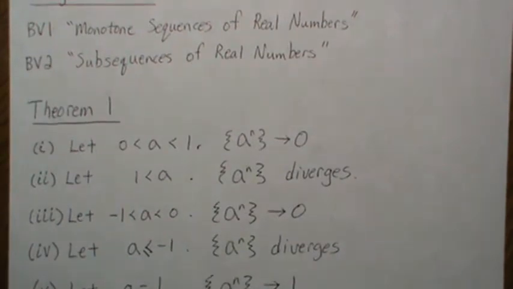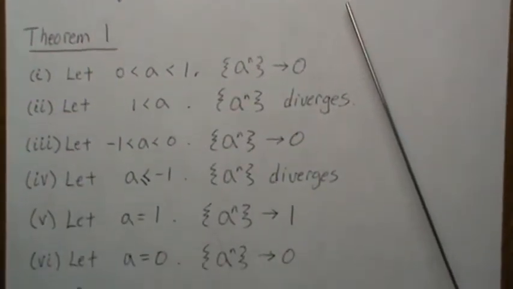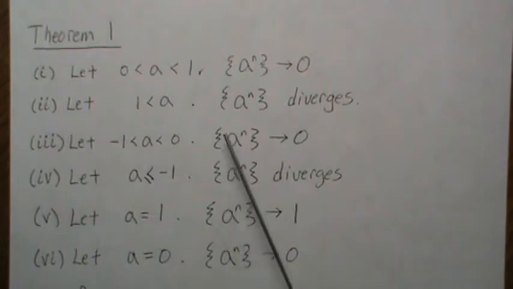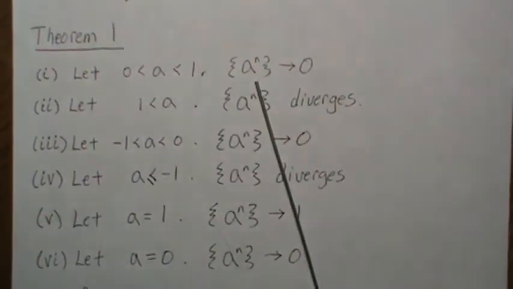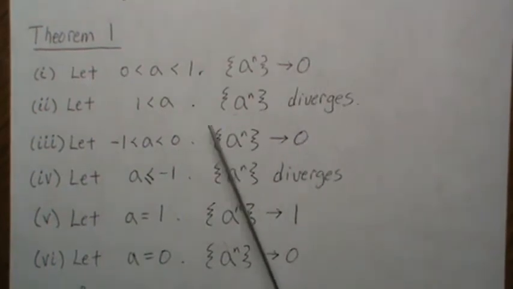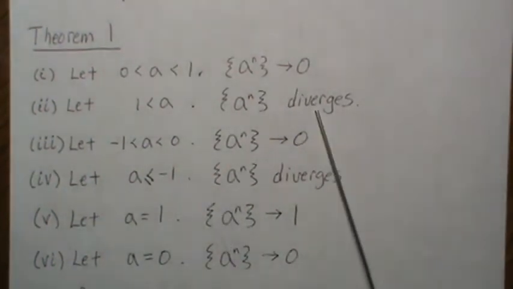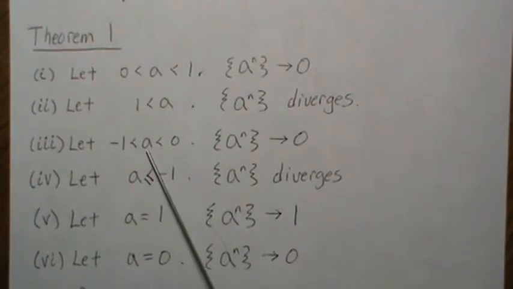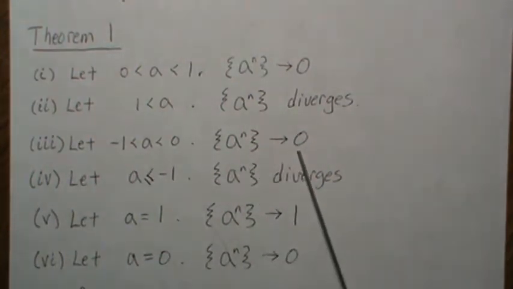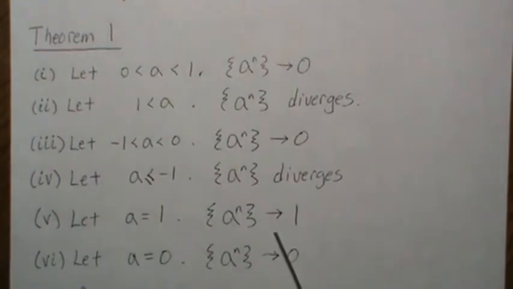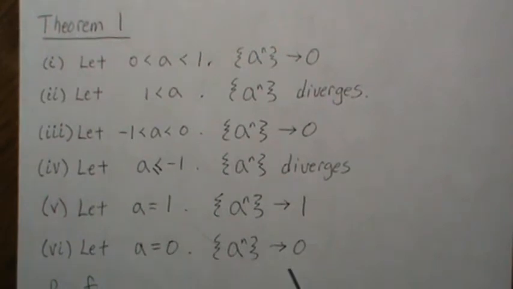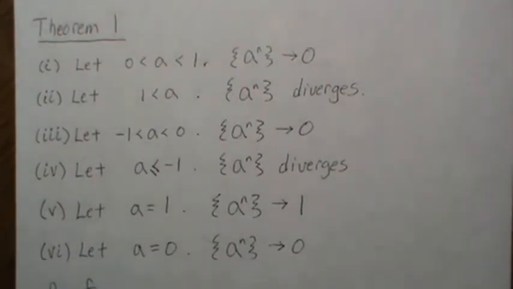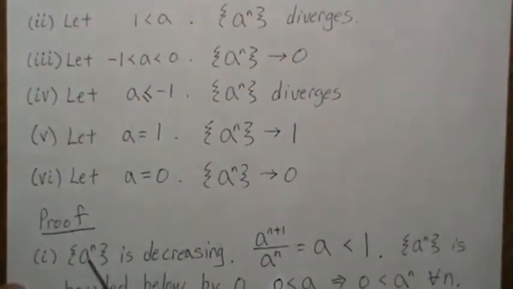The theorem we want to prove here is this: if we have a number A between 0 and 1, and we look at this sequence A^n, it converges to 0. If A is greater than 1, it diverges, and it diverges if A is less than or equal to -1. If A is 1, it converges to 1 because every number in the sequence is 1, and if A is 0, it converges to 0. So let's prove number 1 first.